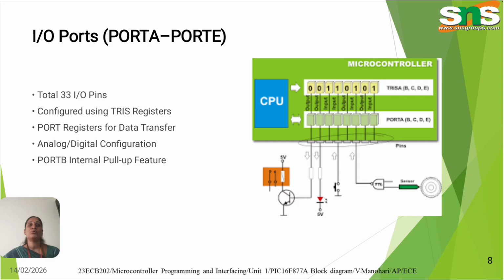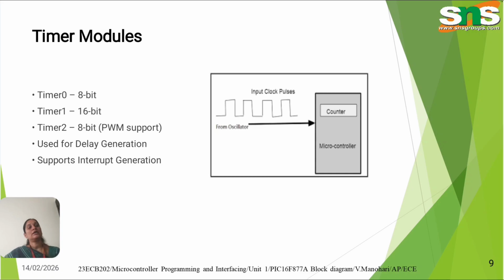And then I/O ports. We have a total of 33 I/O pins configured in 5 ports: Port A, Port B, Port C, Port D, and Port E. For each port, the TRIS register is the data direction register. Some pins can also act as analog inputs for the ADC module.